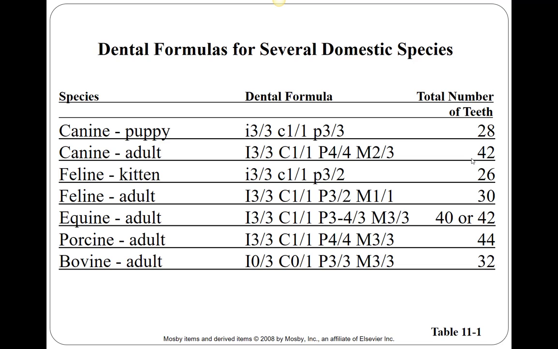Cats are a little bit different. They're actually missing a few premolars. They have only 1 molar each. They have 3 premolars on the top, 2 on the bottom. They have 30 teeth total.